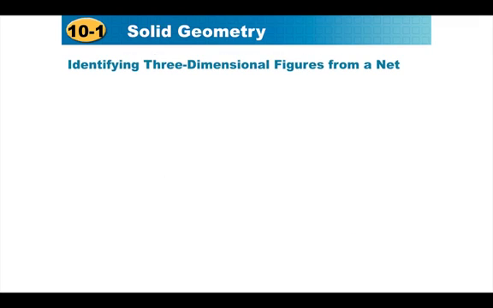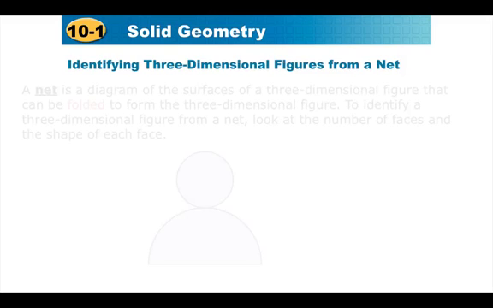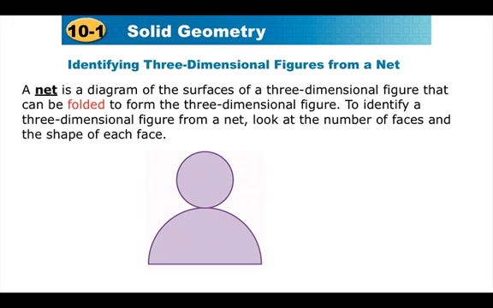It says identifying three-dimensional figures from a net. Follow along. A net is a diagram of the surfaces of a three-dimensional figure that can be folded to form a three-dimensional figure. To identify the three-dimensional figure from a net, look at the number of faces and the shape of each face. So again, this is representing a net. In a little bit, we're going to find out what it is once we do some folding and create a three-dimensional figure. Let's move on to the next slide.